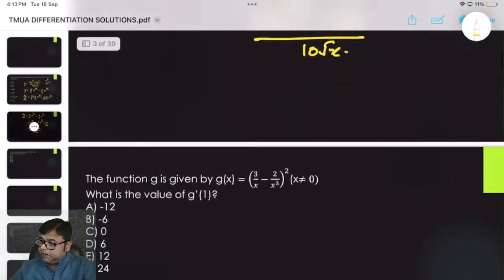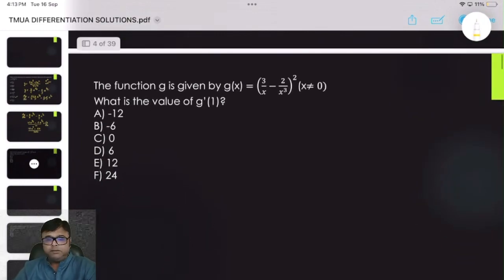Right, now let's move on to the next one. Similar, but here we need to find the value. They're saying the function g is given by g(x) equals (3 by x minus 2 upon x cube) whole square. What is the value of g dash 1? This is what they are asking. Now, let me work on this a bit.